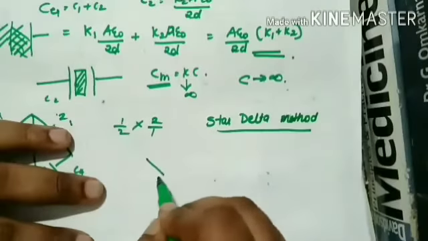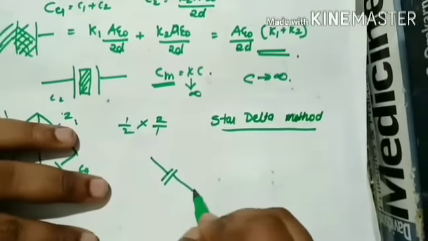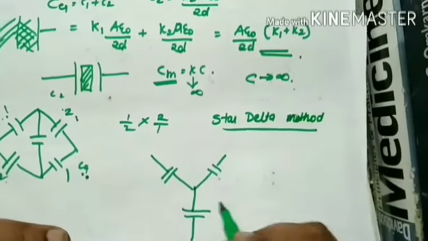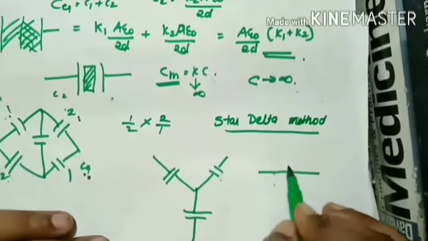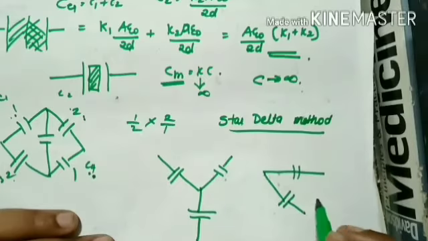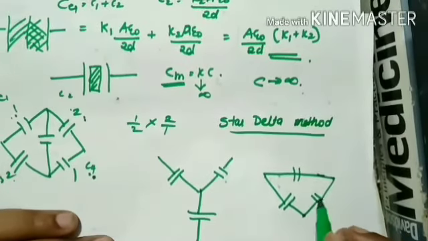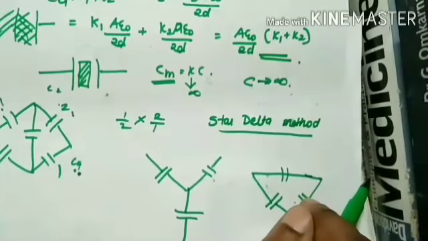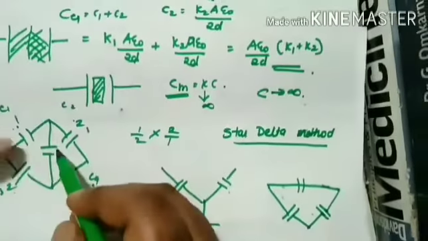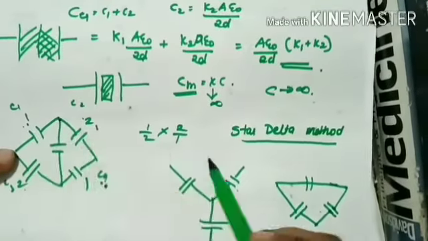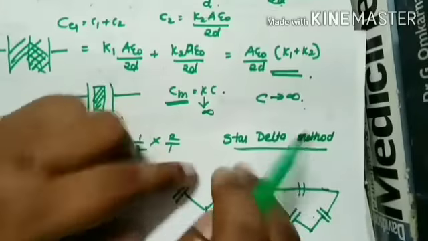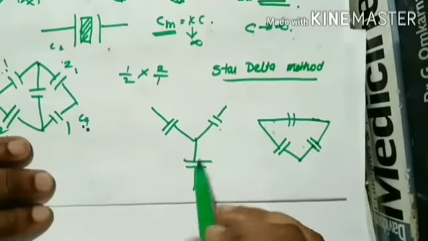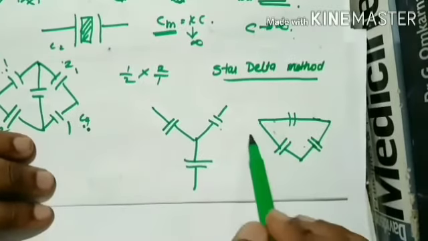Star means the components are connected in this way. This is star, and delta is in this way, a triangular shape. I hope you understood the shape difference. This is a star connection, this is a delta connection. Do you see a star connection here? Yes, there is a star connection. You can bend or rotate these connections. This looks like a star, that is, from one point there are 3 terminals, so this is star. Delta is like a triangular shape.